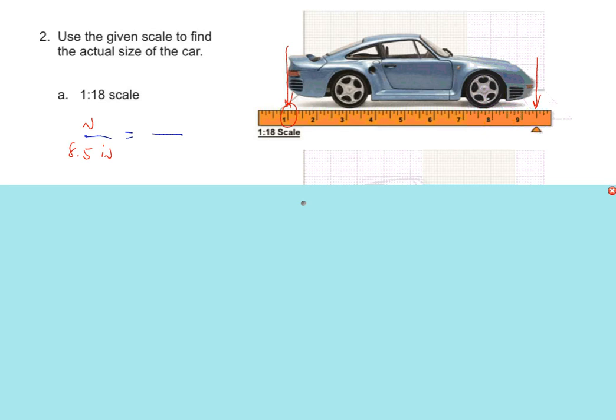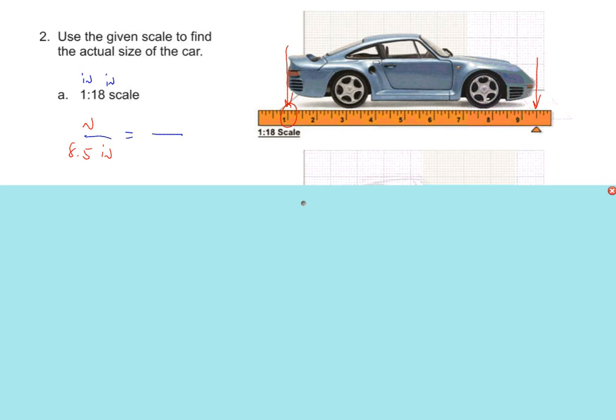Now this one's a little odd. You usually won't get a problem like this, but I chose it because it was nice and illustrated, and I can also teach you what happens in this kind of situation. The scale is 1 to 18. Did they give us any units in the scale? The answer is no. Therefore, the units of the scale actually match our ruler's units. So every 1 inch is going to equal 18 inches in reality.